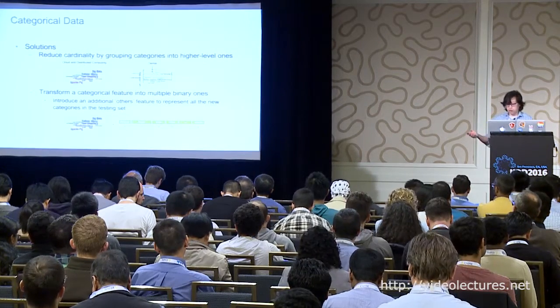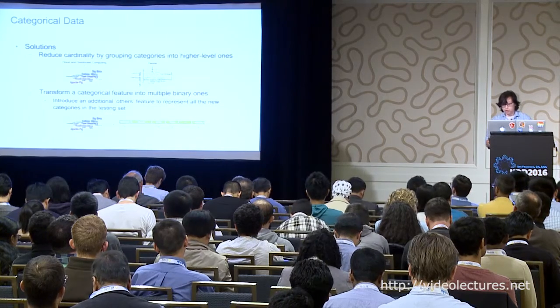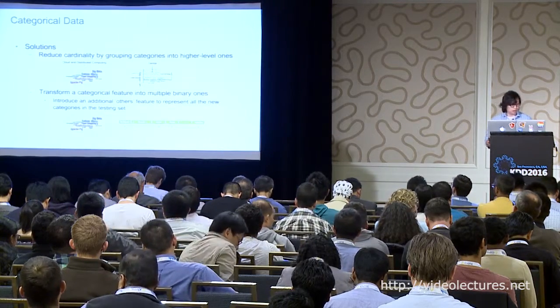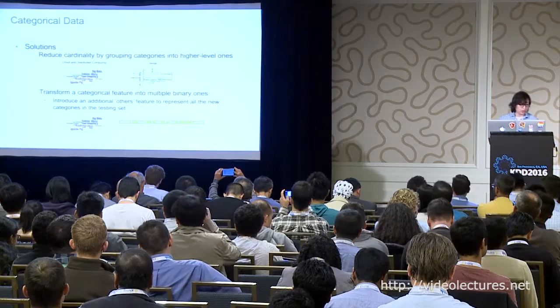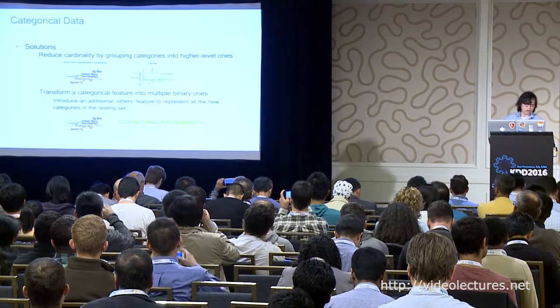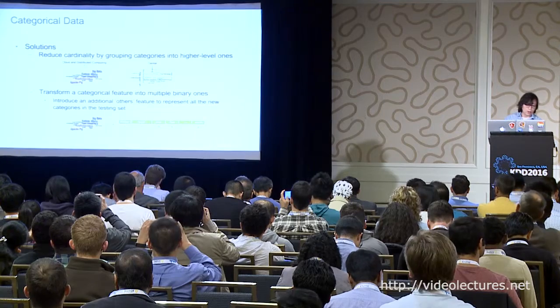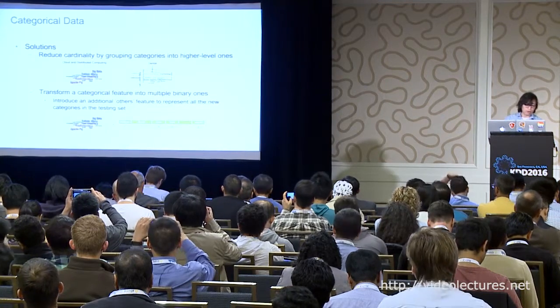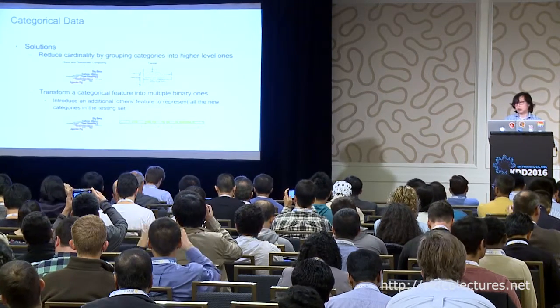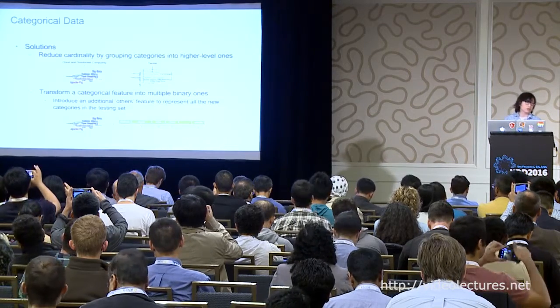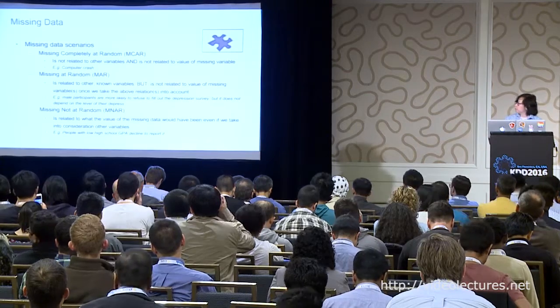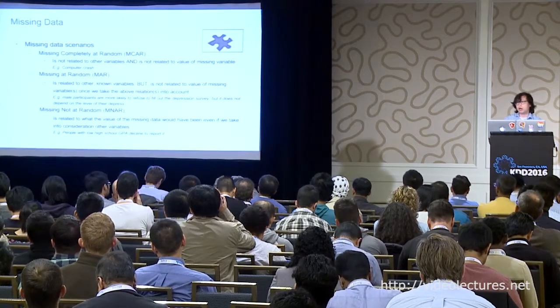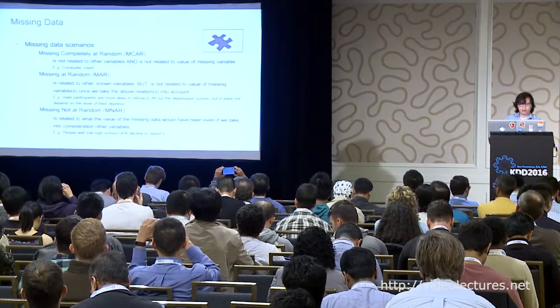So common solutions to address this problem are to reduce the cardinality by grouping the categorical values into higher-level ones, or to transform your categorical values directly into binary features. It's pretty straightforward.